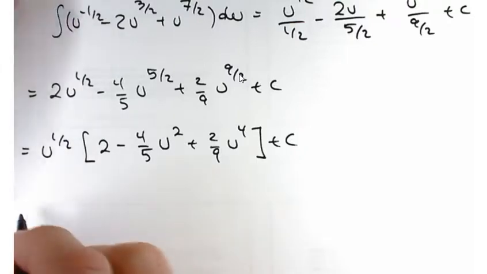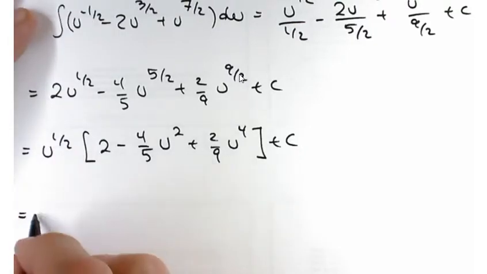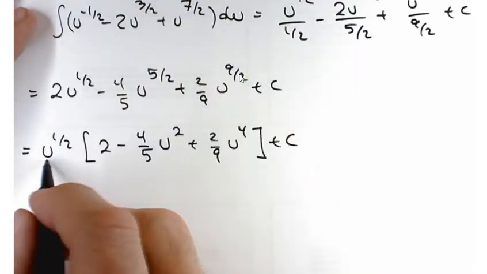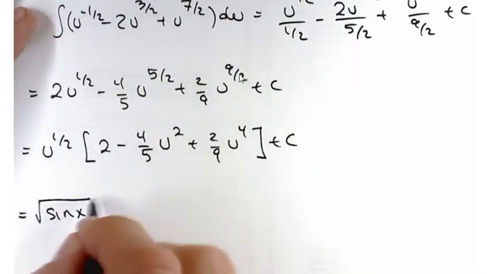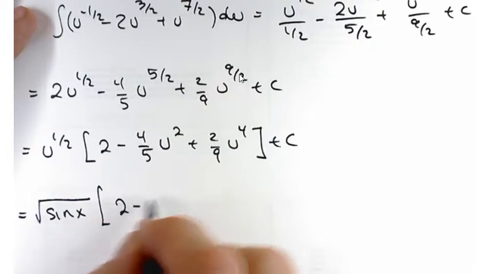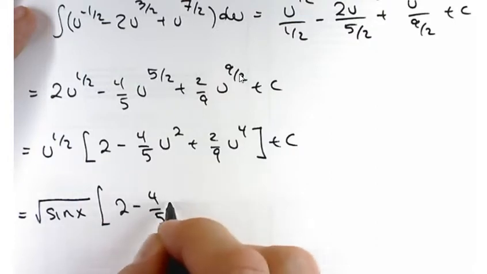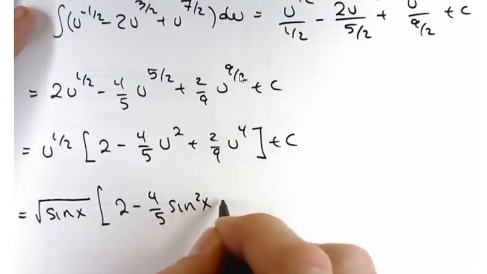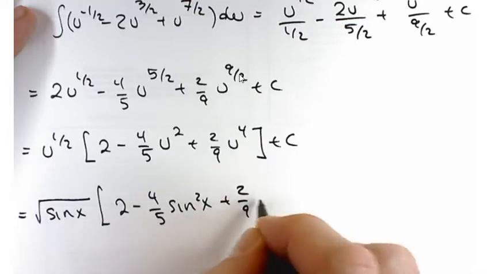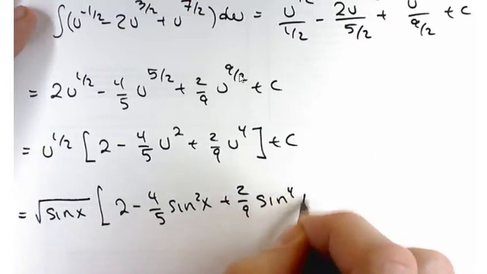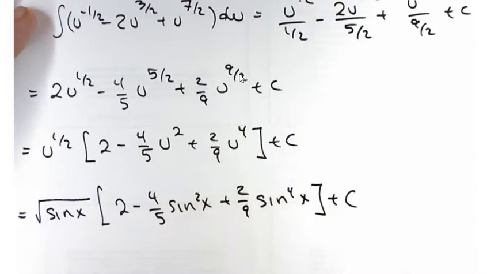Let's plug back in for u. I'll have the square root of sine of x times 2 minus 4/5 sine squared of x plus 2/9 times sine to the 4th of x plus c.